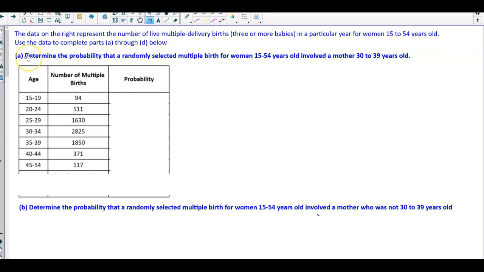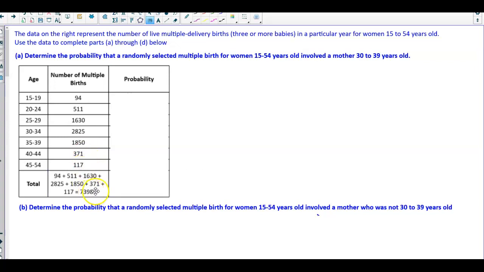Now the first part says to determine the probability that a randomly selected multiple birth for women 15 to 54 years old involved a mother 30 to 39 years old. Before we can answer the question, we must create a probability distribution. Just like we've done with a frequency and relative frequency distribution, we're going to do that. The first thing is that we need to find the total of the number of multiple births. So when we add those together, 94 plus 511 plus 1630 plus 2825, 1850, 371, 117.